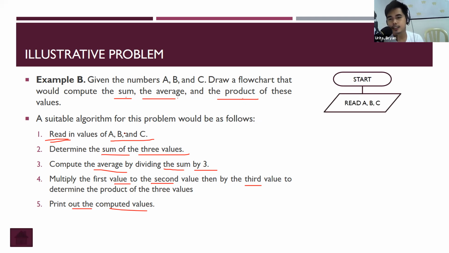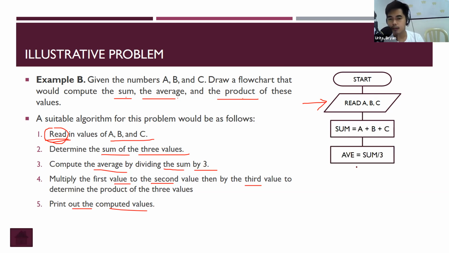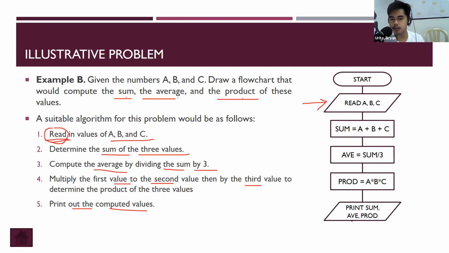Start. Read A, B, C. Okay, so I emphasize the keyword read because this is going to be input. That's why we use the input-output symbol or the parallelogram symbol. Read A, B, C. Meaning, you get values of A, B, C. And then get the sum. Get the average, get the product, and then print the values, sum, average, product. And then that's the end. Okay? So that is now the second problem.